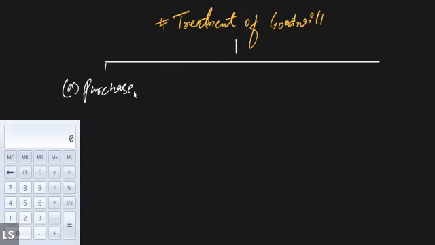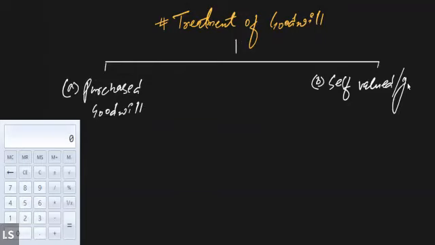See, there are two types of goodwill. One is called the purchased goodwill, and then there could be self-valued goodwill. Sometimes we call it self-valued goodwill, and sometimes it is also called self-generated goodwill. Both are the same thing. So how are we going to deal with the goodwill? It depends upon the type of the goodwill.